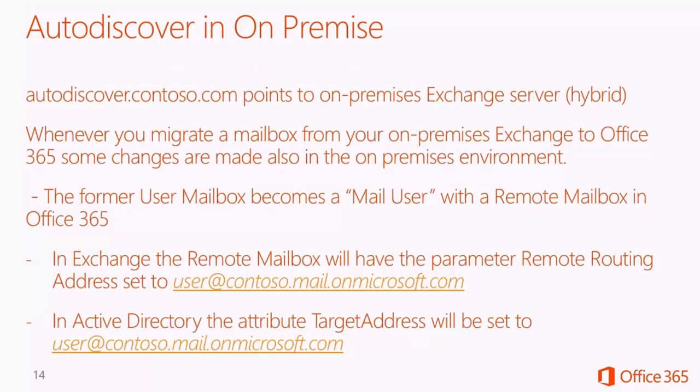The remote mailbox will have the parameter remote routing address set to user@contoso mail.onmicrosoft.com. This should always be this domain. It will work also if you put the onmicrosoft domain, but again... This is the target delivery domain. This is the coexistence domain between Office 365 and on-prem. And in Active Directory, we'll see the attribute target address set to user@contoso mail.onmicrosoft.com.